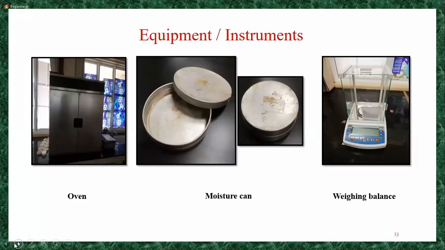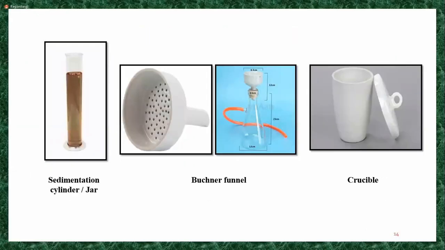These are the equipments and instruments you have to use for this practical. In the first picture you can see the oven, and the second one is the can. You also want to use a weighing balance to weigh the samples. Then here you can see the sedimentation jar. For this there is a lid, which we can use to cover the sedimentation jar.